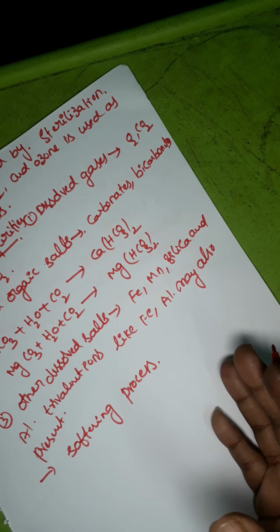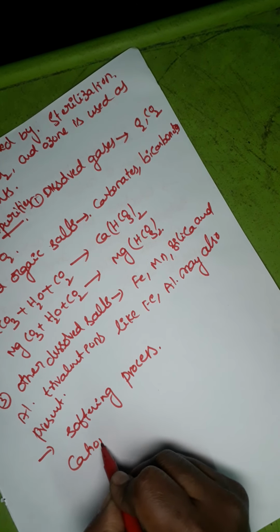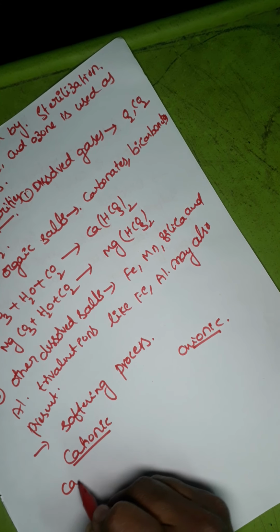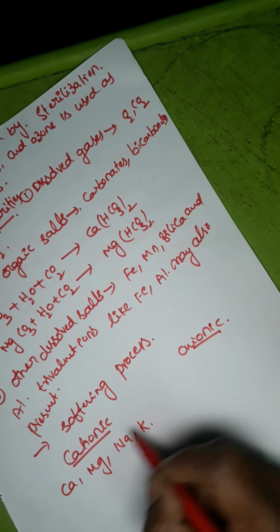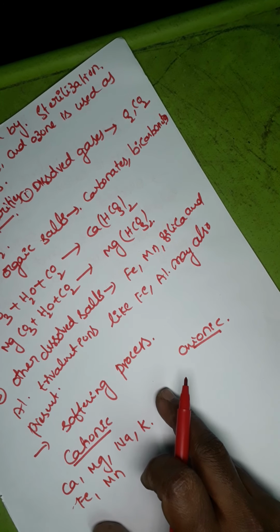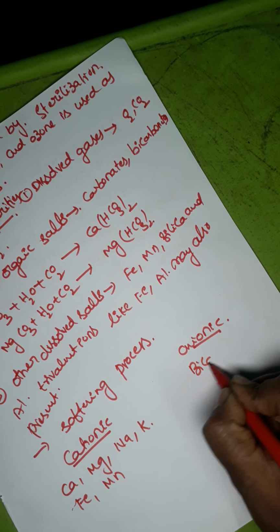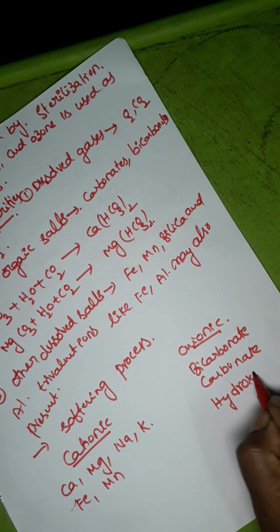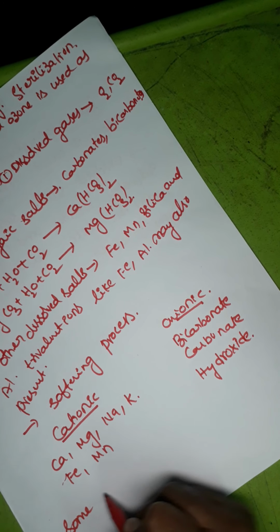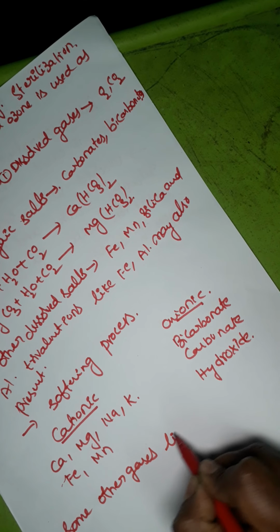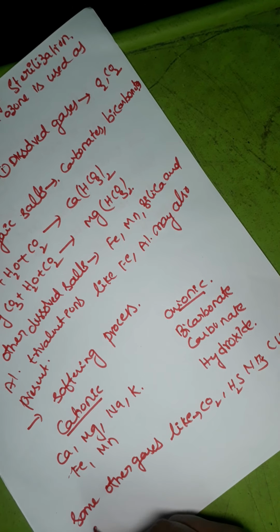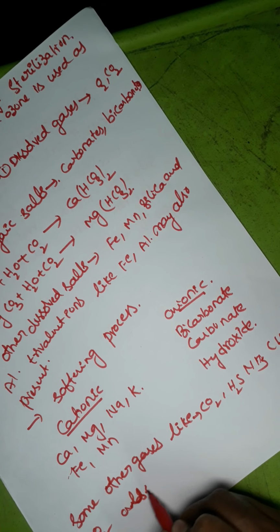Along with this, some major impurities also present in the water, that are cationic and anionic impurities, and some other gases. The cationic impurities are mainly calcium, magnesium, sodium, potassium, iron, manganese. And anionic impurities are bicarbonate, carbonate, and hydroxides. And along with this, some other gases like CO2, H2S, NH3, CH4, O2 are also present. These are the impurities of the water.